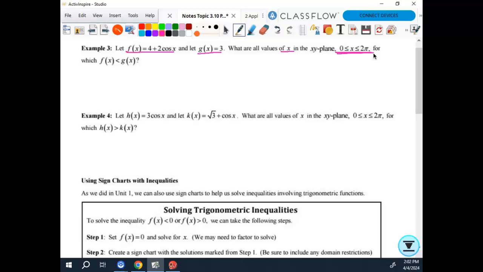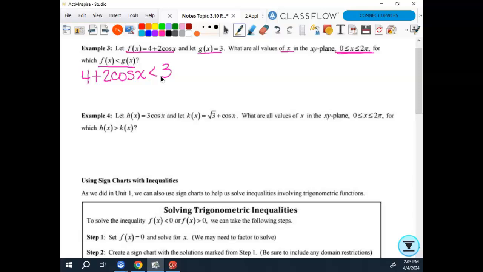Would I include 2 pi if it showed up? Yes. Okay. And I want f of x to be less than g of x. So f of x, which is 4 plus 2 cosine x, I want that to be less than g of x, which is 3. Okay? And then we solve inequalities just like we do equations. The only difference is we have to flip the sign if we multiply or divide by a negative, right?